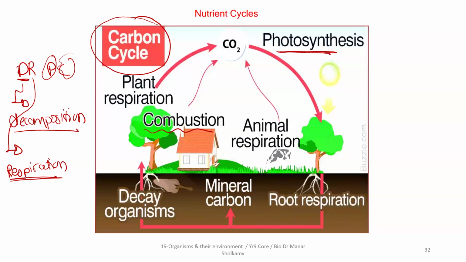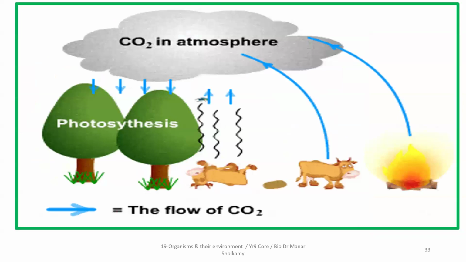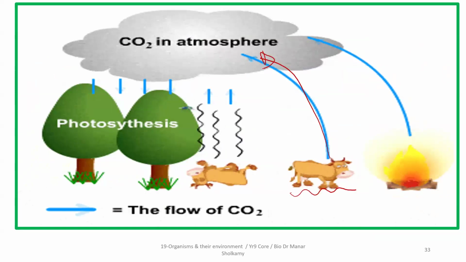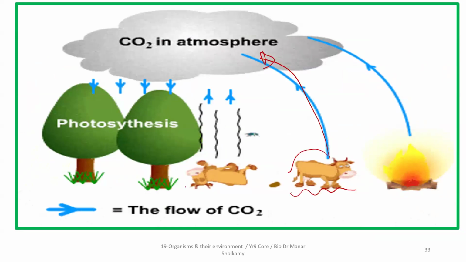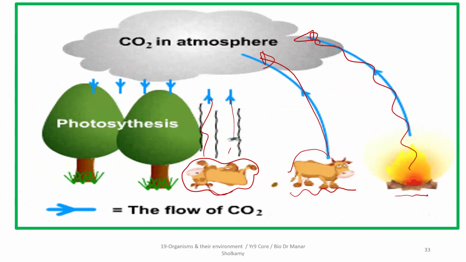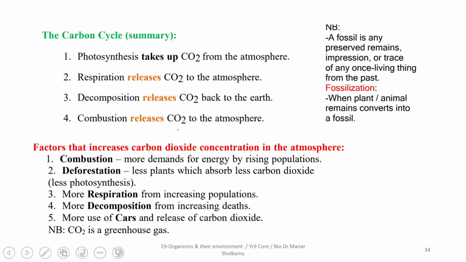Okay. Now, this is also another diagram showing you carbon dioxide and its cycle. Here is respiration that releases CO2, and decay. This is a dead cow. It will decay, which also releases CO2. And we have here combustion, burning fossil fuels. The only thing that will take CO2 from the environment is photosynthesis. Nice and easy. Good.